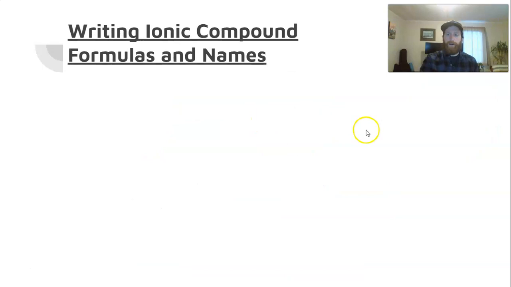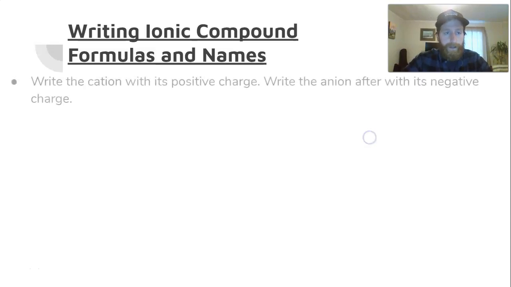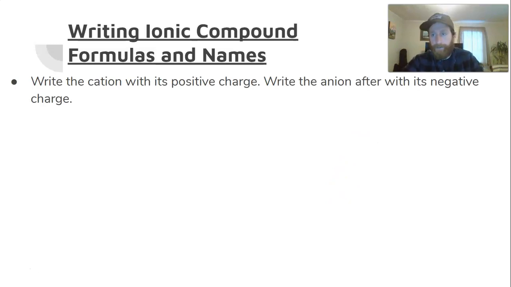We'll get into a general procedure for writing ionic compound formulas and names. So the first thing I want to do is write the cation with its positive charge. Where do I find the charge of the cation? I look on the periodic table. If it's in that first column, it's +1. If it's in the second, it's +2. Skip the D block. If it's in the third, it's +3.